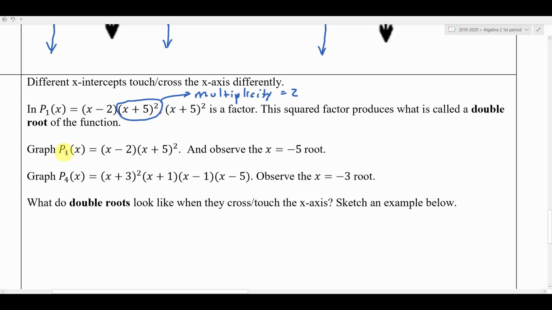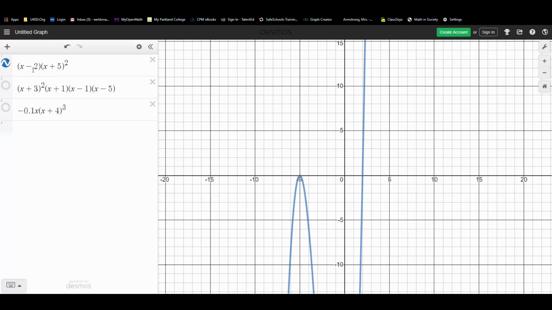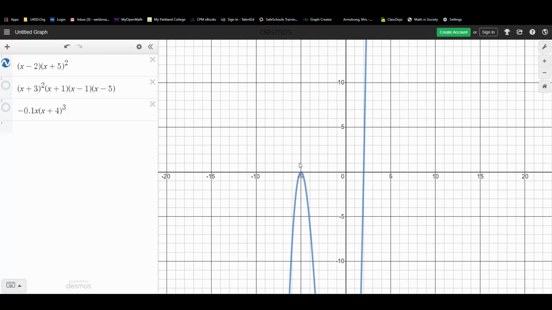They want us to graph this function and look at the x-intercept, the -5 root, on the graph. I've already got that done in Desmos, so I'm going to switch over to Desmos. I have plotted x minus 2 times x plus 5 squared. This is the -5 root occurring here, and this is the root of 2. The root of -5 has a multiplicity of 2, and the root of 2 has a multiplicity of 1.